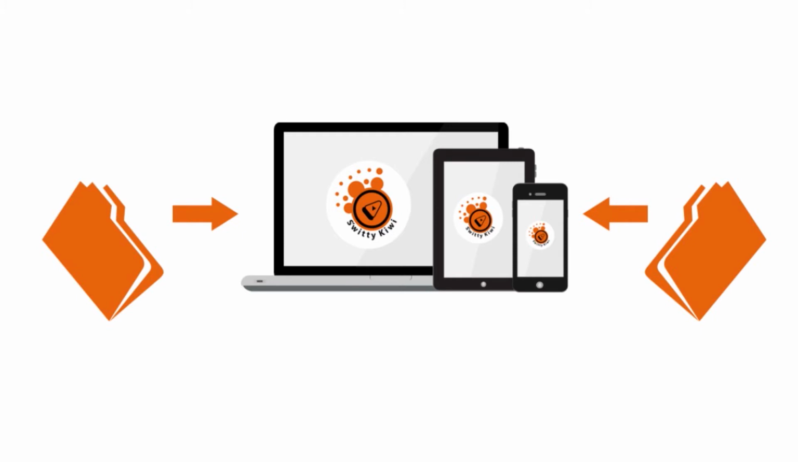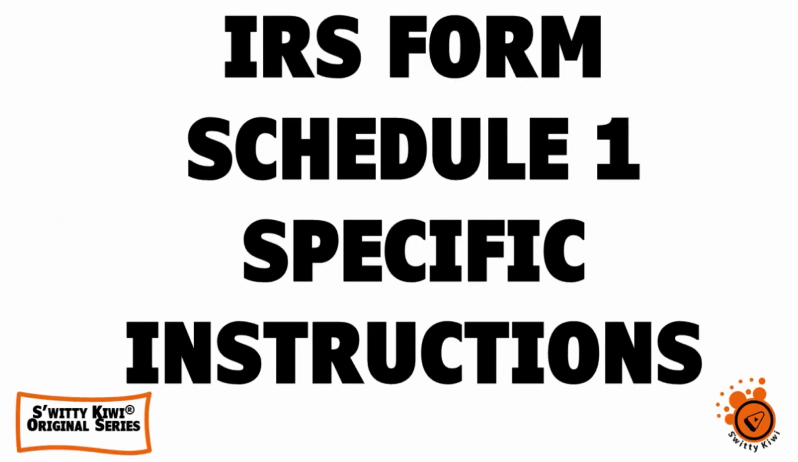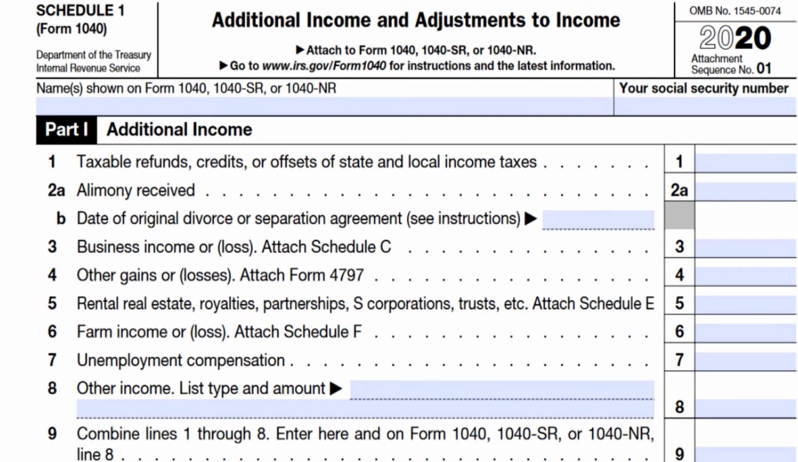We are still having a conversation about Schedule 1, and now I want to give you line-by-line instructions. So at the top of Schedule 1 is a line for your Social Security number. So make sure you write your exact name the same as the exact name you have on your Form 1040. So if you're filing jointly, write your names and Social Security numbers in the same order as on your 1040.